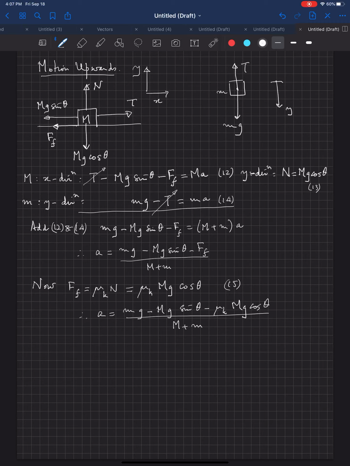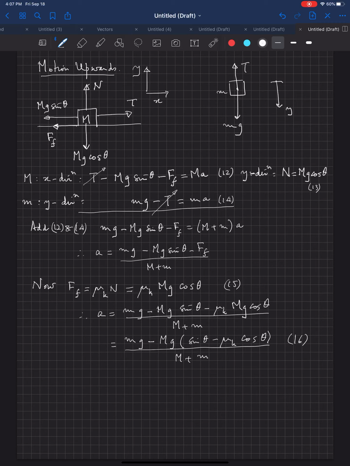Okay, and again I can simplify how this equation looks. I can write it as mg minus, now look at what happens on the second two terms on the right hand side of the numerator. There's an mg there, there's an mg there, the sine theta and the cosine theta terms. So let me pull out the mg, and what do you get? You get sine theta minus mu k cosine theta. Same thing as we got last time. And so divided by m plus m. Okay, and I'll call this equation 16.